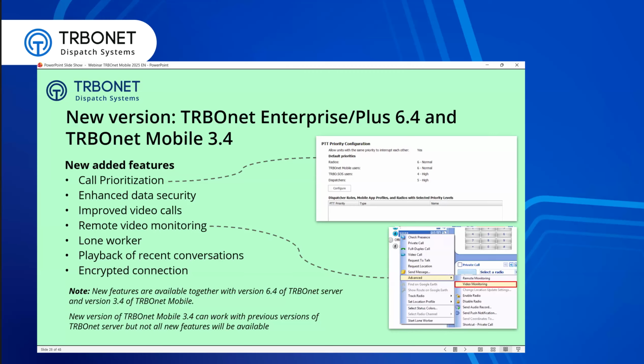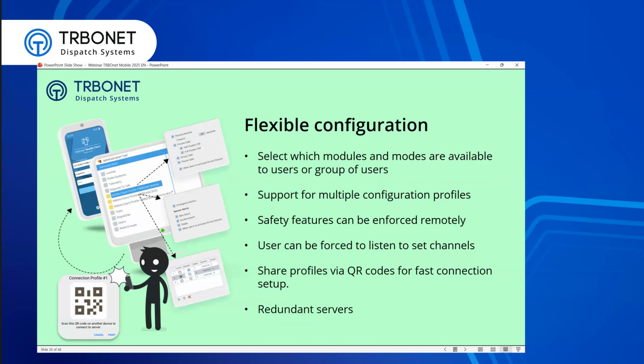The latest release 3.4 of TRBOnet Mobile requires the latest release of TRBOnet Enterprise or Plus 6.4, which was released just recently in August. And in the new version of the mobile client, we introduced several features: priorities, encryption, enhanced security for the connectivity, and remote video monitoring. So we will go through those features right now. First of all, about the configuration.